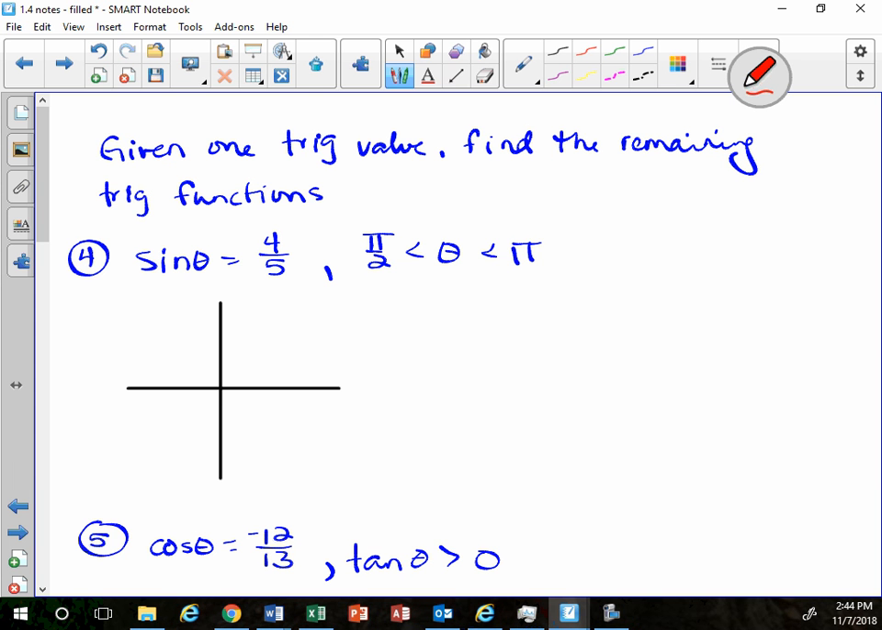Well, where are pi over 2 and pi on here? Pi is right here, right? Pi and 180 degrees are the same. So where do you think pi over 2 is then? It's half of it. So this is pi. This is pi over 2. So that means my triangle is somewhere in this quadrant.